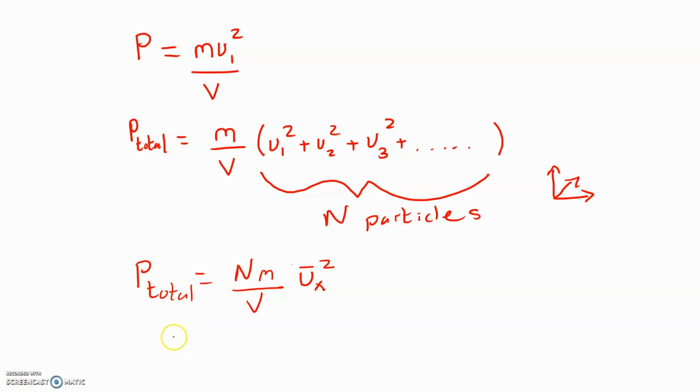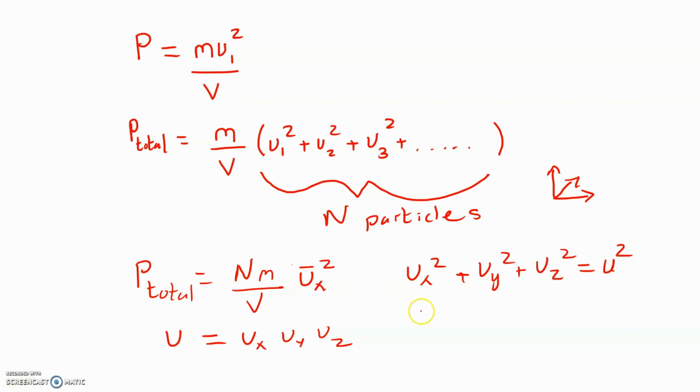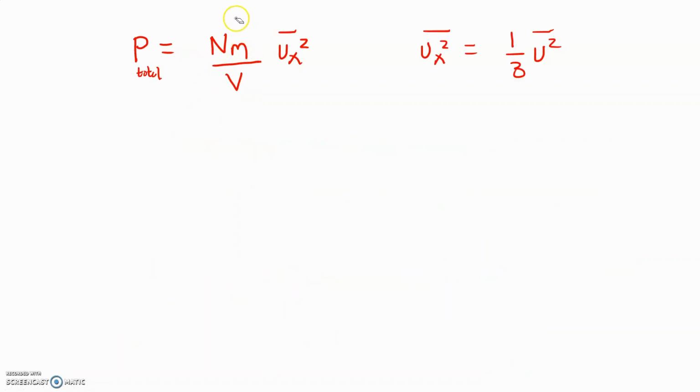So we can say that a particle is moving with speed u, which comprises components in the x direction and the y direction and the z direction. And using Pythagoras' theorem and three-dimensional analysis, we can say that ux squared plus uy squared plus uz squared is equal to u squared. But on average, we can say that ux squared equals uy squared equals uz squared. So we can actually say then that ux squared is 1/3 of u squared. So this is where we've got to.